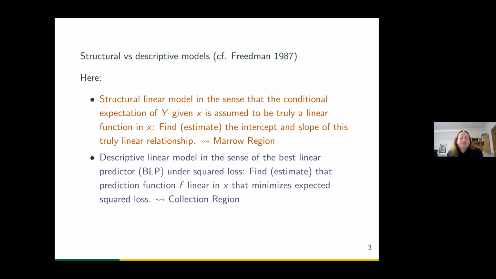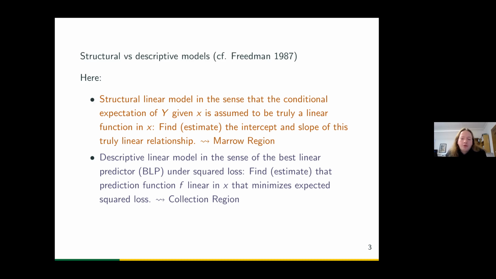The other model understanding is a more descriptive model understanding. In this setting, we do not assume that the relationship between the conditional expectation of y given x and the covariate x is linear. We do not assume anything. We only say that, okay, given some x and some y, we are simply interested in the best linear predictor under squared loss.